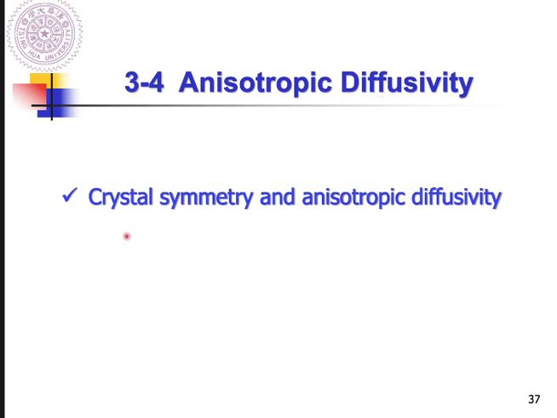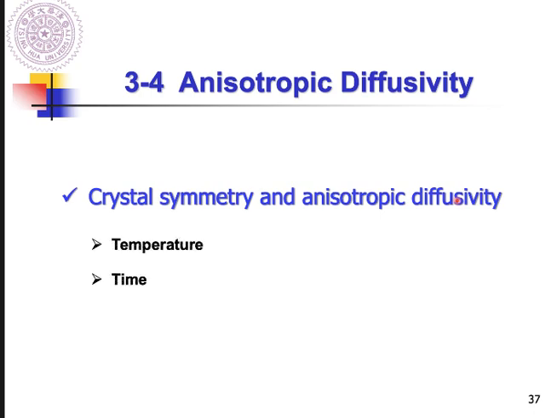Crystal, and we try to link the crystal symmetry and the diffusivity together. In the previous slide, we showed you that we have the isotropic diffusivity, right? But we didn't show you how to deal with an anisotropic diffusivity. Some people will probably ask, Professor, why do we have an anisotropic diffusivity, or under what kind of conditions do we have an anisotropic diffusivity?